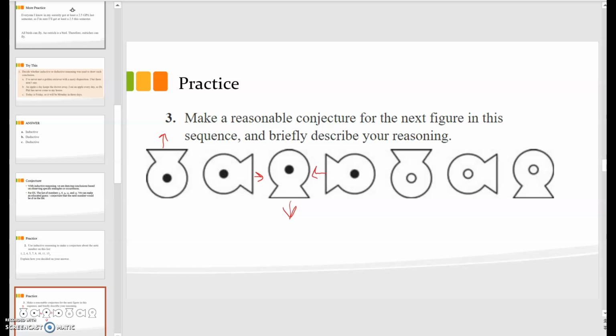And then after it makes a full rotation, we see that, okay, well, it goes up again. But this time the circle is open, makes another 90 degree, then another. So then we can assume by induction that our next figure is going to look like this.